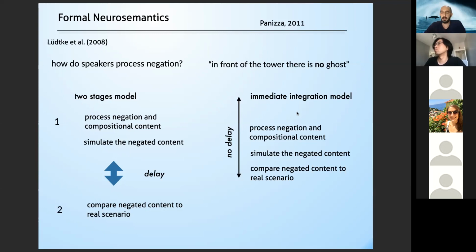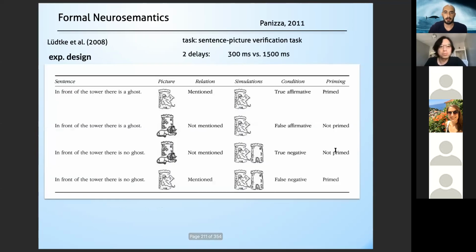Okay, so I'm gonna give you an example of this. Let's say that our sentence is, in front of the tower there is a ghost. No negation, you mentally simulate a tower and a ghost, and then in the true affirmative condition you actually see a picture of a tower with a ghost. Compare this to the false affirmative.